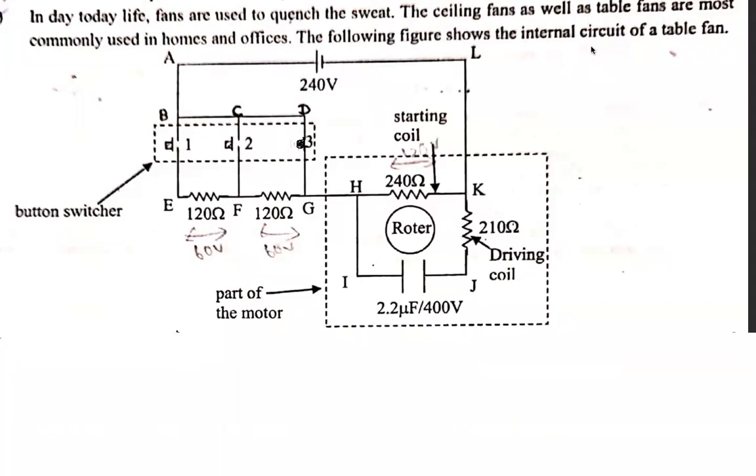And these two paths will not work. These two paths will not work. So there will be a new current now, I3 flowing. This is the answer for part C, when switch 3 is closed.